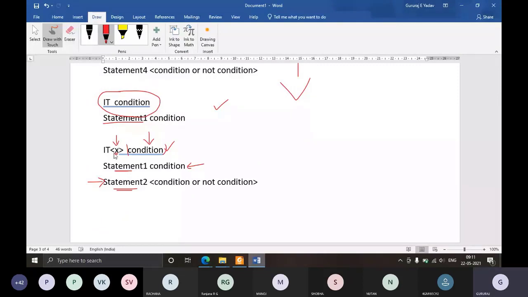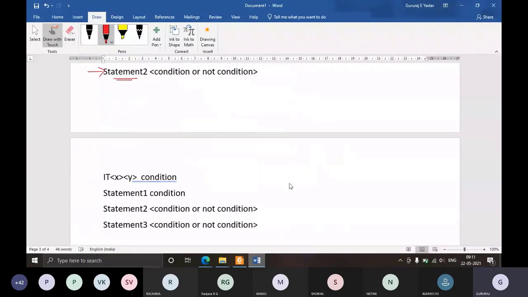So the values X, Y, and Z can take are either a T or an E. T means true, and E means else or false. So those are the values that X, Y, and Z can take. This is the second variation.